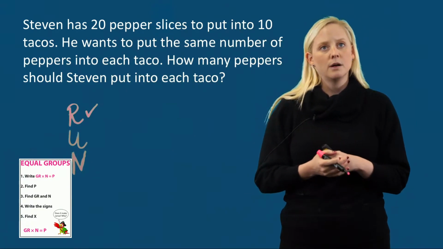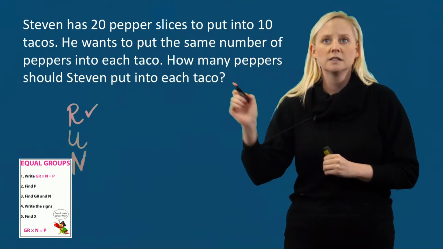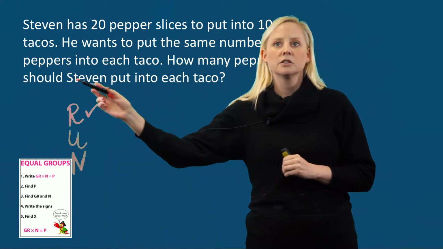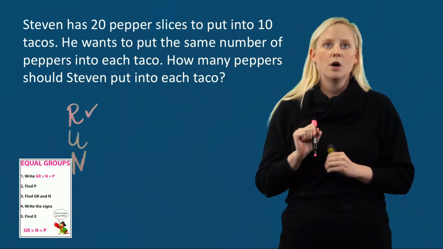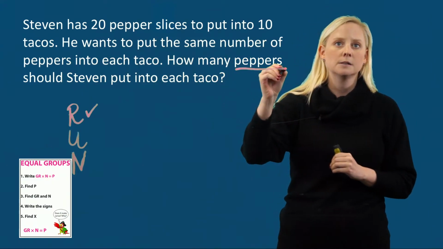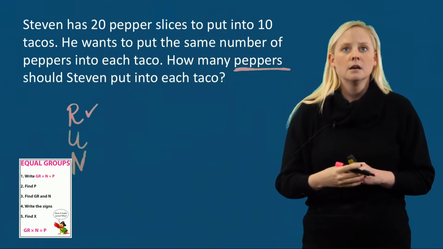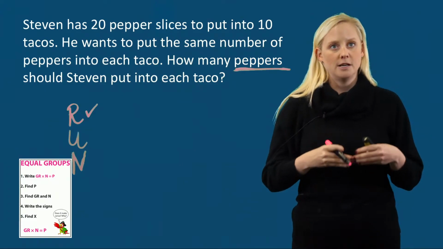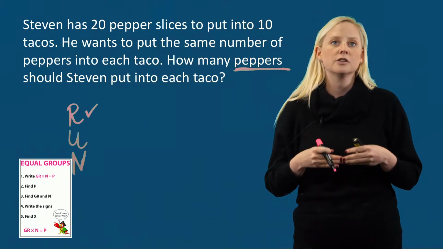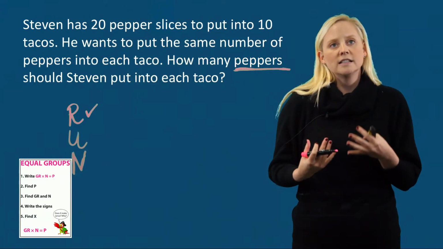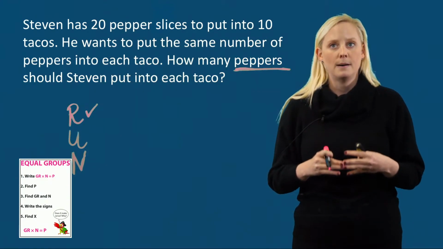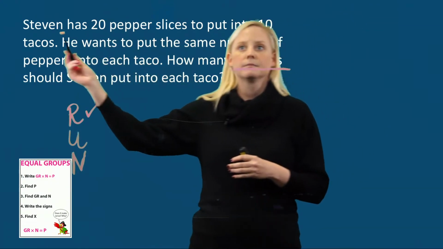To find my label, I look in my question sentence, which is the sentence with the capital letter and the question mark. It says, how many peppers should Stephen put into each taco? The question is asking me about peppers, so I'm going to underline my label as peppers. Now I need to check for irrelevant information. I check by scanning my numbers and making sure they're all about our label. We've identified our label as peppers, so we need to make sure that all of our numbers are talking about peppers. Let's take a look.